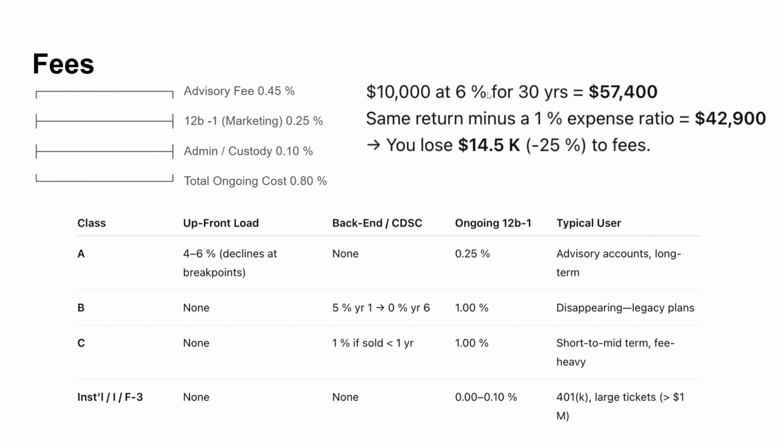If we have $10,000 at 6% for 30 years, we have $57,400. Obviously, we'd have to adjust that for present value and future value, but that's not that important. The same return minus a 1% expense ratio is $42,900. So you lose $14.5 thousand, which is roughly 25%. So that 1% over 30 years made that big of an adjustment.